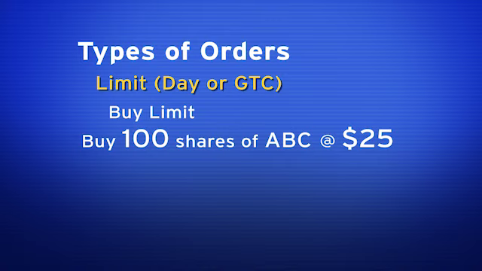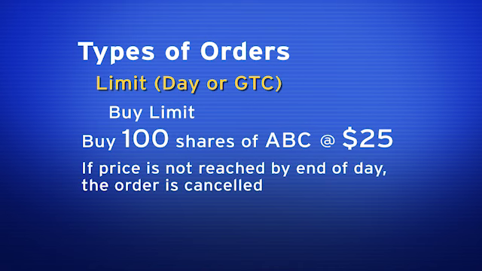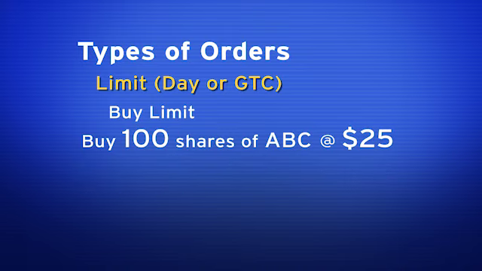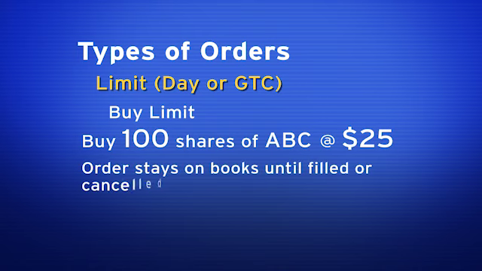Now this order could be a day order or GTC, good to cancel. What if it is a day order? What does that mean? Well, if the order is not filled by the end of the day, the price was not reached by the end of the day, the order is canceled. So we have 1 day to fill the order. What if instead the order is marked GTC, good to cancel? Then the order stays on the books until the order is filled or is canceled.